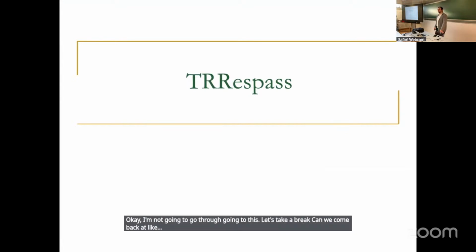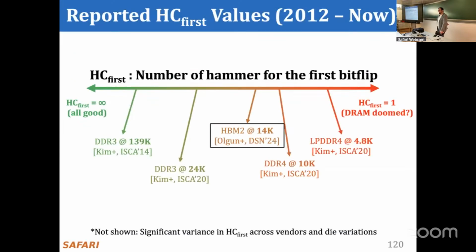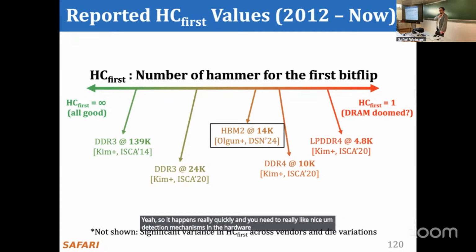Quick question. The more we're progressing with smaller and smaller technology, is the biggest problem that we won't be able to notice it as quickly, and the hack will happen quicker? Yeah, so it happens really quickly, and you need really nice detection mechanisms in the hardware. From the software level, you cannot even observe it. From hardware, you need to observe it.